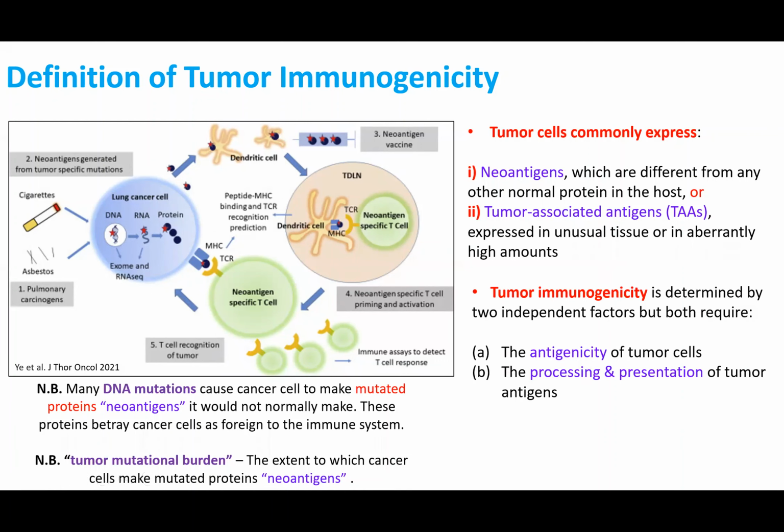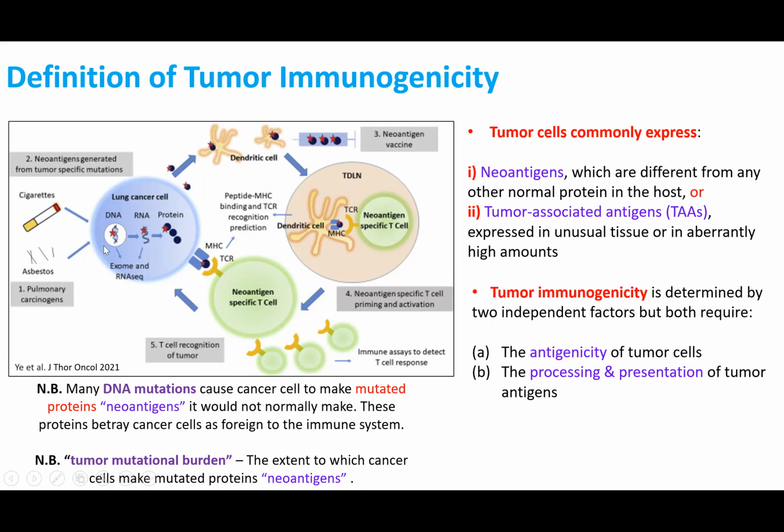Tumor immunogenicity is usually determined by two independent factors, but both are required. Number one, the antigenicity of tumor cells, the extent of expression of the neoantigens and the tumor-associated antigens. Number two, the processing and presentation of tumor antigens by dendritic cells.